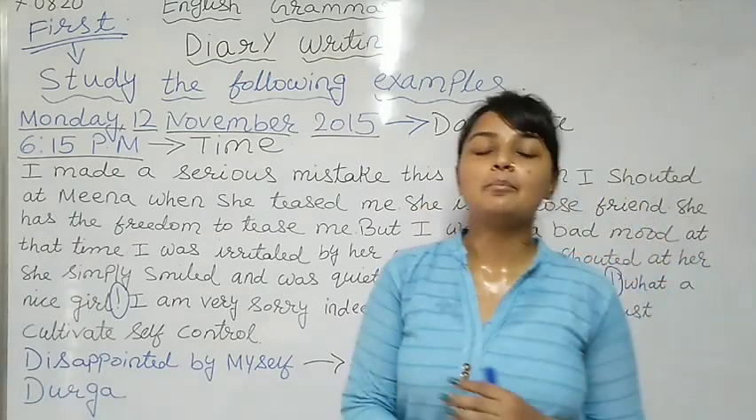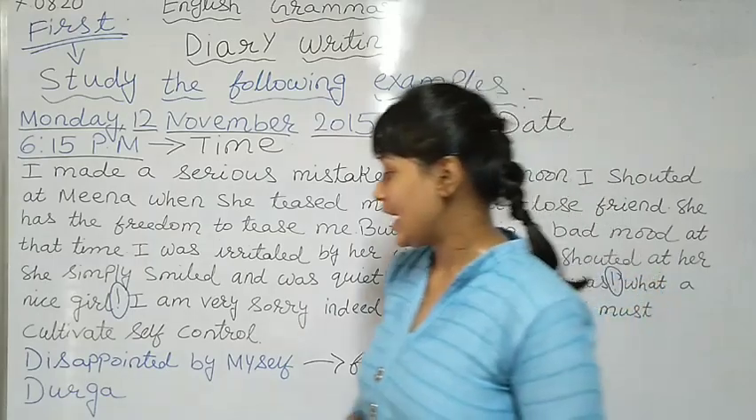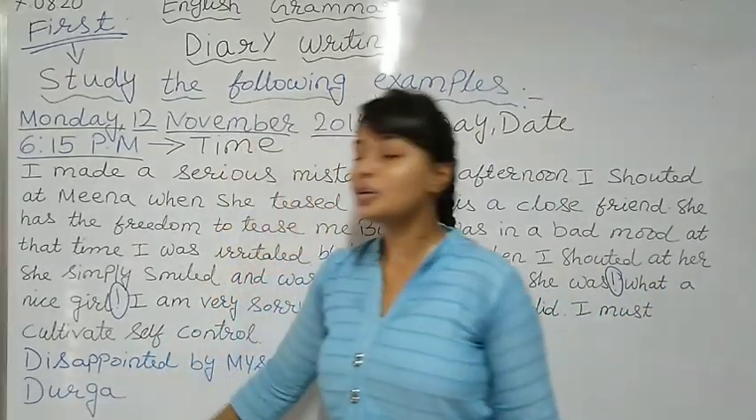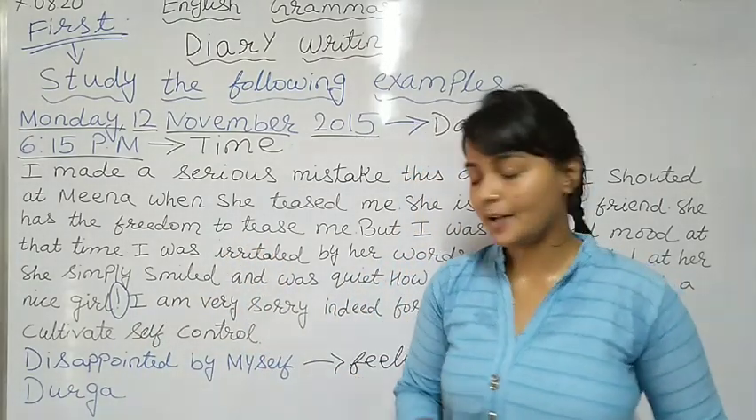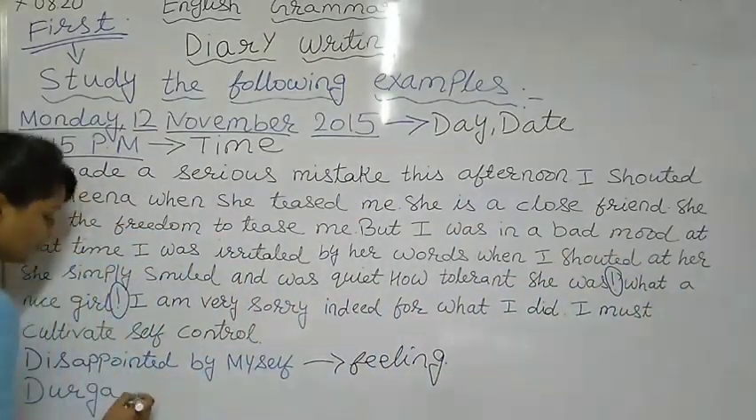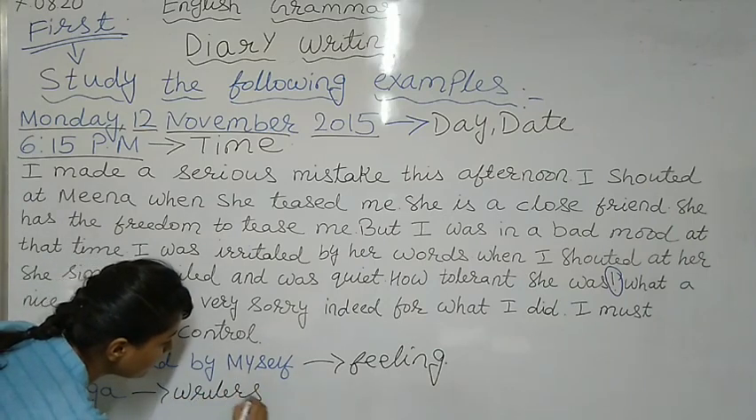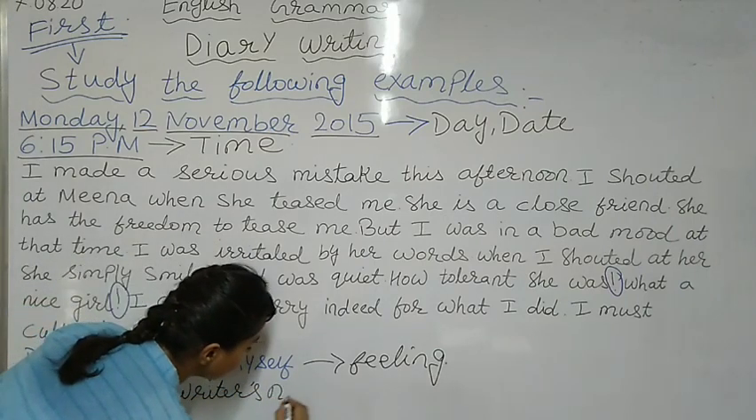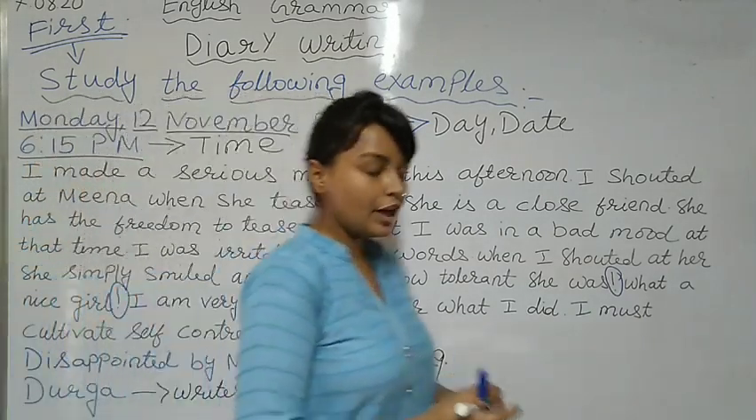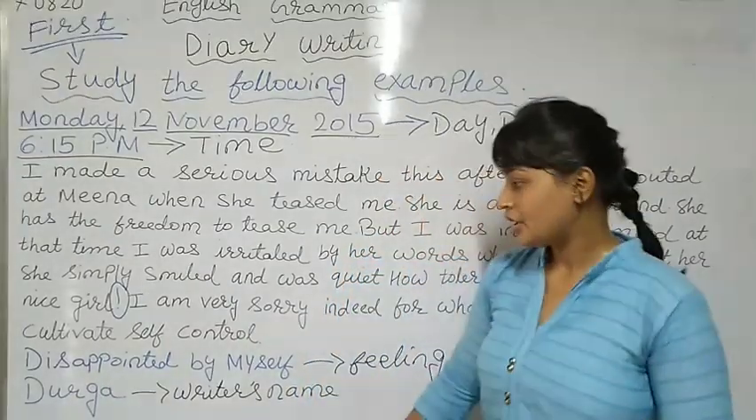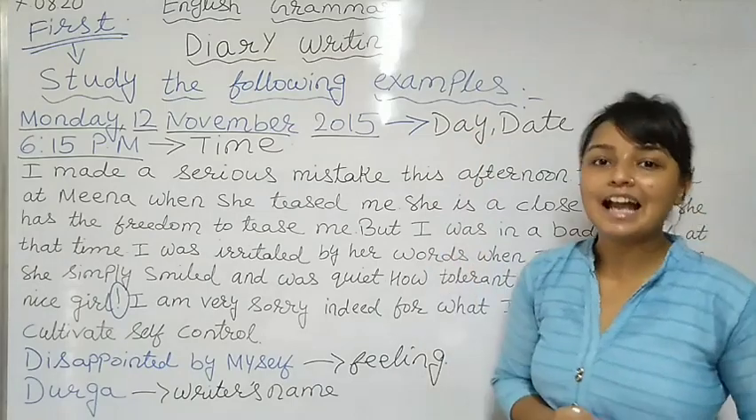And lastly, but not the least, students, you have to write your name. So I have already written the name Durga. Okay, so Durga has written this in her diary. So Durga would be the writer's name, students. Okay, so students, this one is the diary writing.